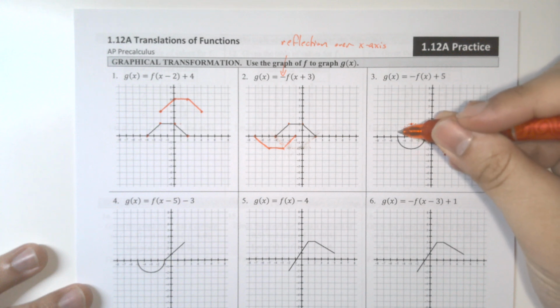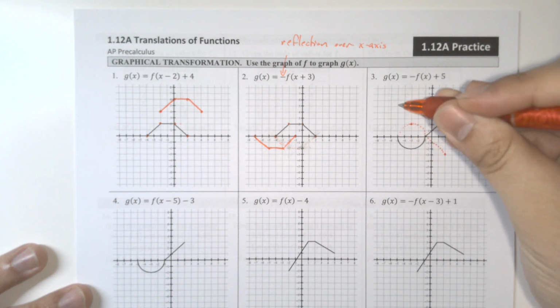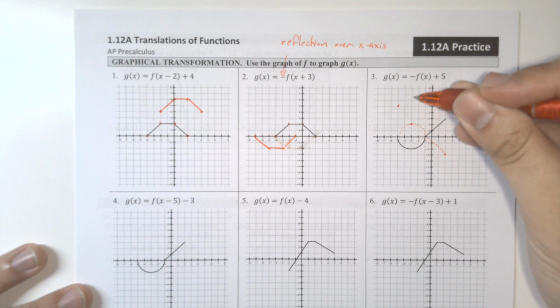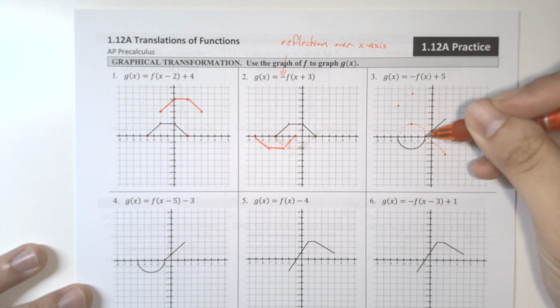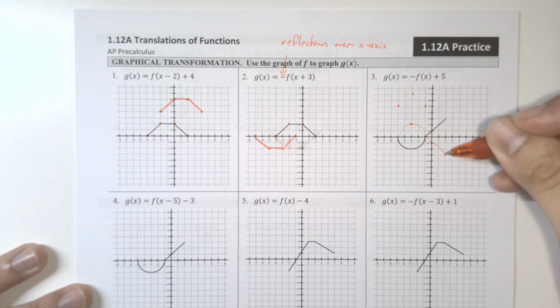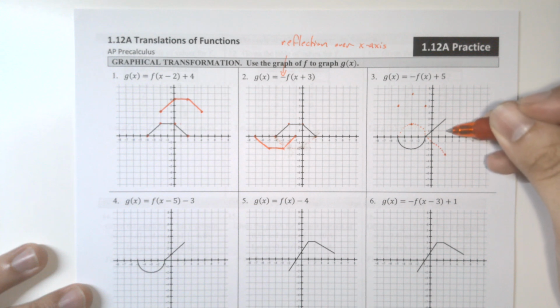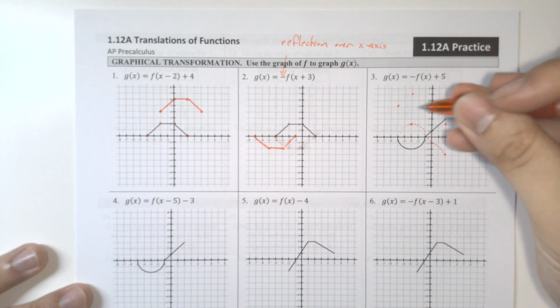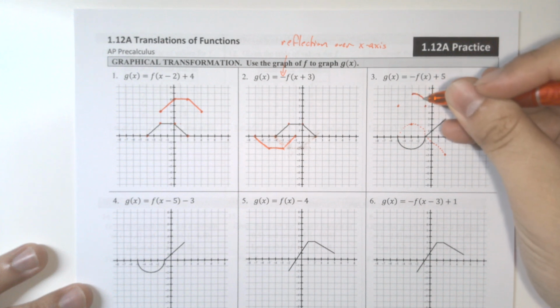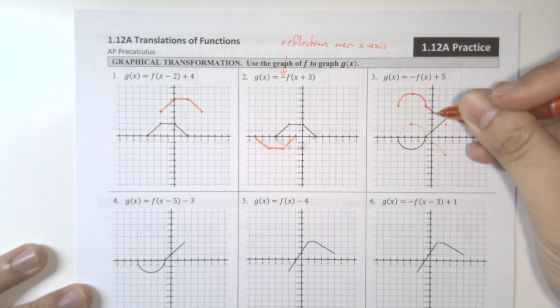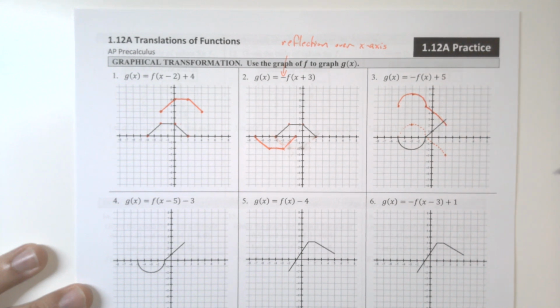So this one, 1, 2, 3, 4, 5, right there. This one, 1, 2, 3, 4, 5, right here. And the others, 1, 2, 3, 4, 5. And so, connecting all of those points, our new graph for g of x will look like that. And so we're done.